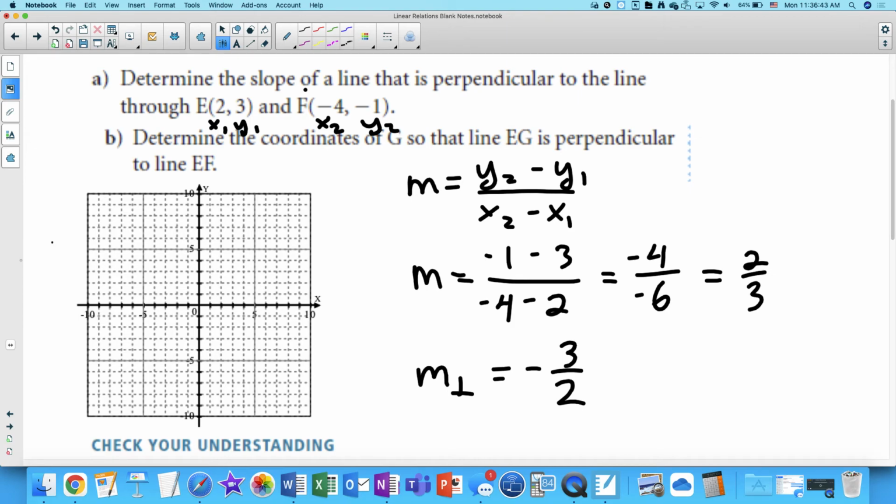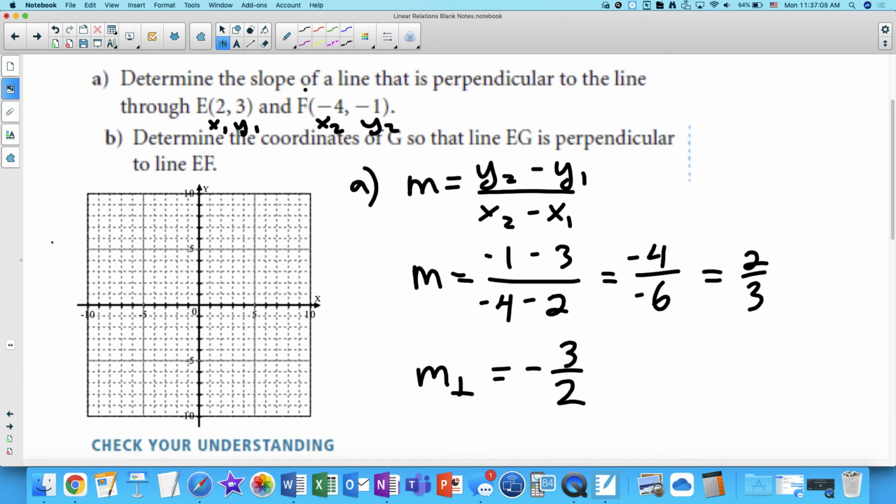Determine the coordinates of G so that the line EG is perpendicular to the line EF. So now we actually want to know, if these two lines are perpendicular, one of them's EG and one of them's EF, what could G be? What could the coordinates of G be?